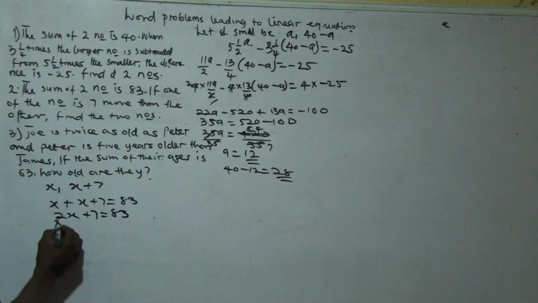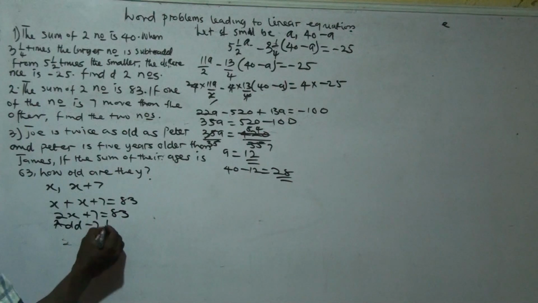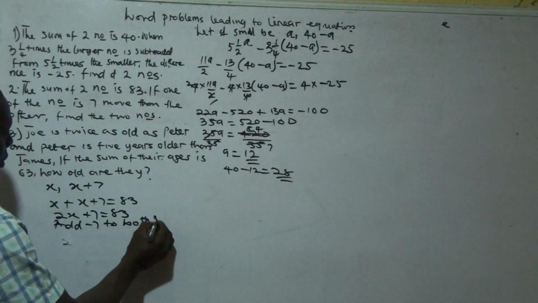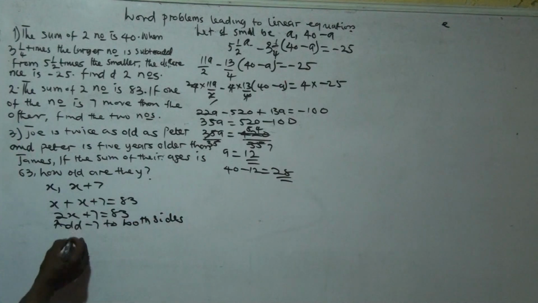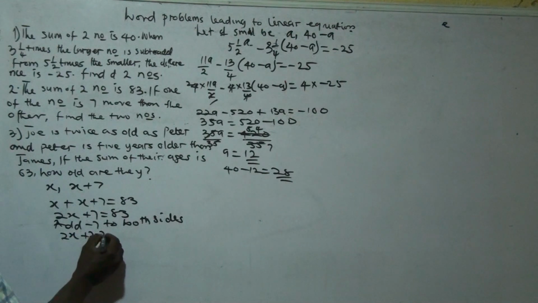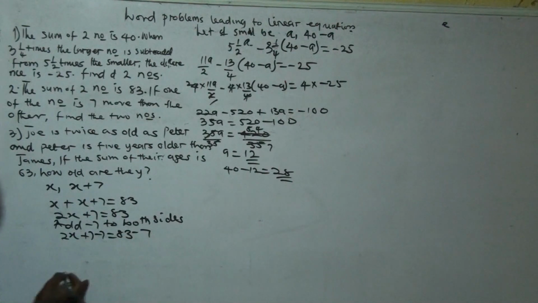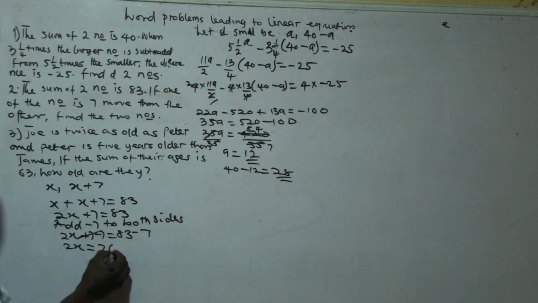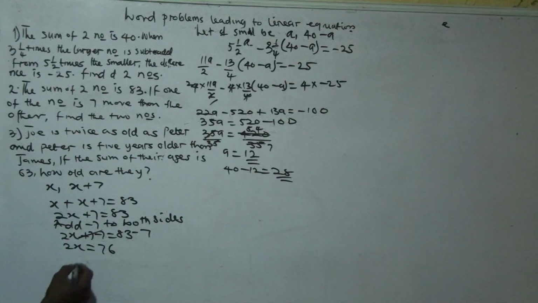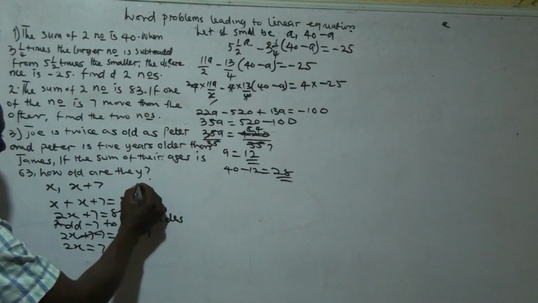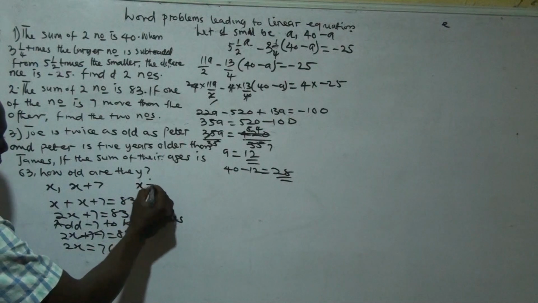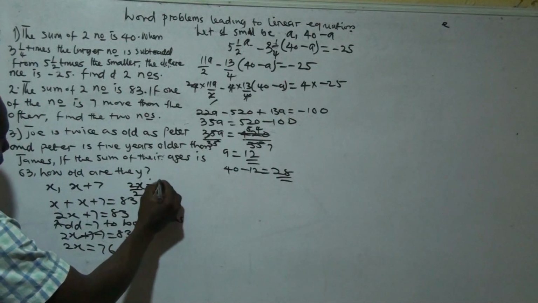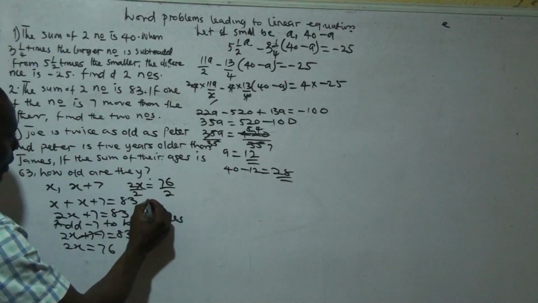The next step, we say add minus 7 to both sides. If we do that, it becomes 2x plus 7 minus 7 is equal to 83 minus 7. So 7 minus 7 is 0. 2x is equal to 76. So we divide both sides by 2. So x becomes 76 divided by 2.